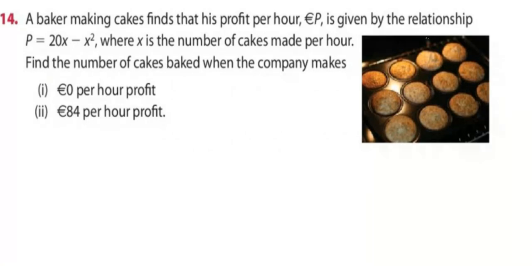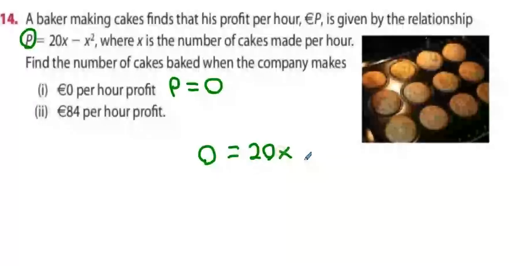Profit, okay? So a baker makes a profit P per hour given by this relationship. What they're telling me is if he makes no profit, that means the P value is 0. So I replace the P value with 0 and I end up with 0 = 20x - x squared. Is that okay? Usually the equals is on the right hand side, isn't it? So I'd like to keep that the same.